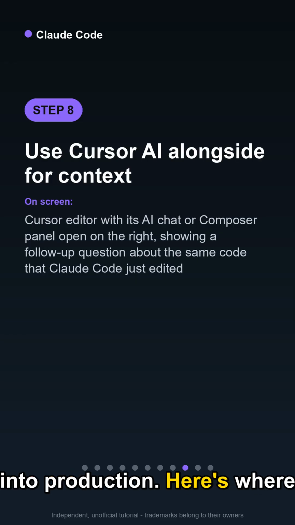Here's where the combo gets powerful. After Claude Code makes edits, switch to Cursor's built-in AI panel to ask follow-up questions, explore the changed file, or generate UI components around the logic Claude Code wrote. You are using two AI layers, one for deep file-level work, one for in-editor assistance.